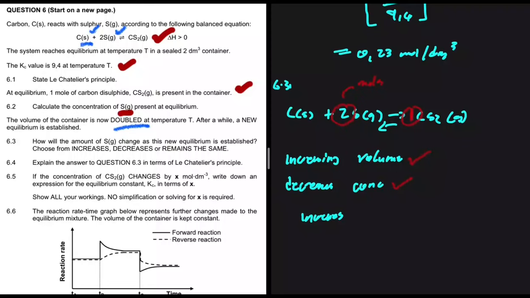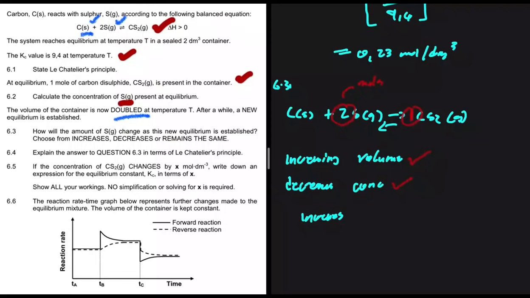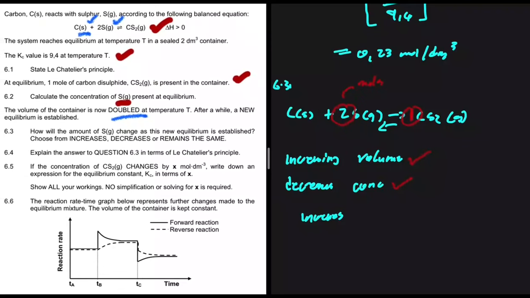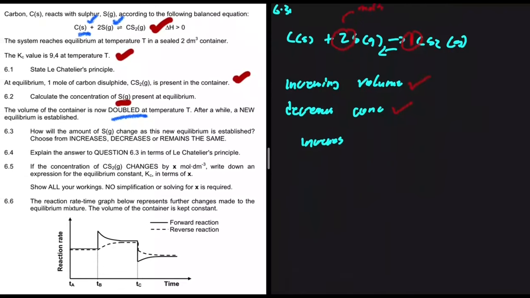We don't have to answer 6.4 because in answering 6.3, we actually addressed it. Let's take a look at 6.5. If the concentration of CS2 changes by x mole per decimeter cube, write down an expression for the equilibrium constant Kc in terms of x. Show all your workings. No simplification or solving for x is required. Let's go ahead and take a look.